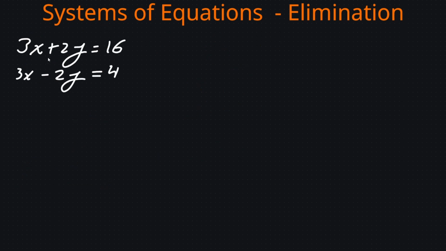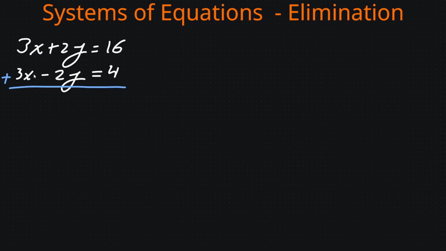Let's try another. Here we have the system 3x plus 2y equaling 16 and 3x minus 2y equaling 4. Once again, I have it lined up nicely with x's over x's and y's over y's, constant over constant. And this time I do have numbers next to my variables, but that's okay because this 2y and this negative 2y is lined up nicely to cancel out. So all I'm going to do is add these two together.